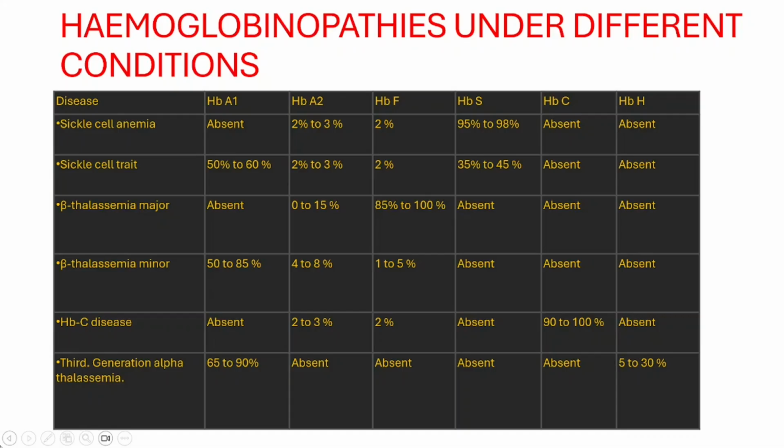So I hope that we understand the basics of hemoglobin electrophoresis. To sum up, what is the normal pattern of hemoglobin, how the abnormal patterns will be, how we are diagnosing this, and how will be the interpretation.